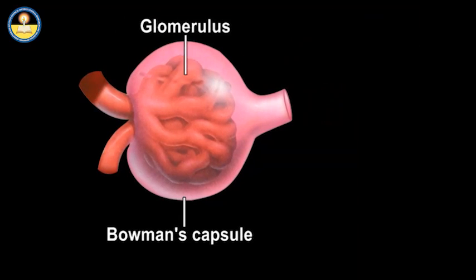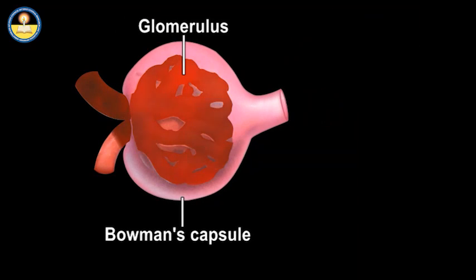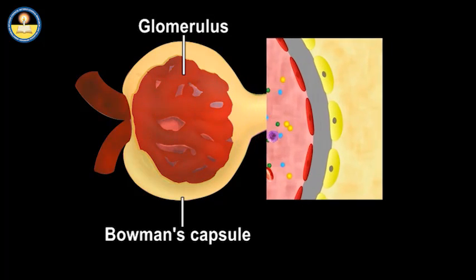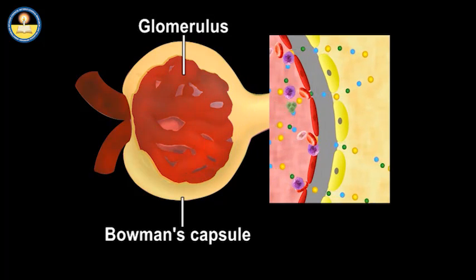Present in the Bowman's capsules, the filtering units of the kidney. The wall of the glomerulus is made up of simple squamous epithelium, thus making this blood filtration possible.